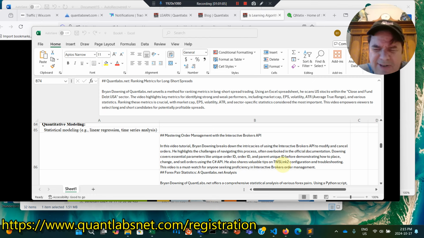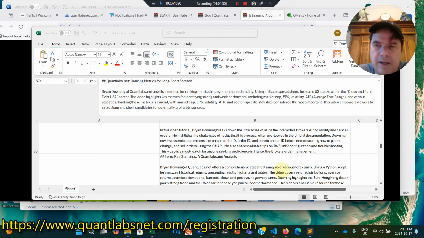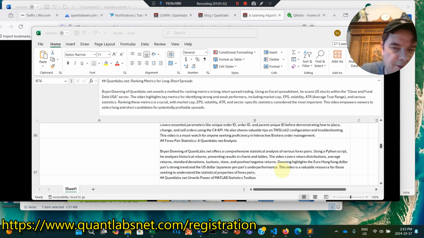There was a piece of software in .NET with C# called TWS Link 2, which was really good at this, and there's some configuration troubleshooting you could have used with it. I showed the demo on purpose, even though it's no longer supported and you probably can't even get a copy. By the time, it was a very powerful piece of software to own. So it's a must watch for those seeking efficiency in Interactive Brokers order management.